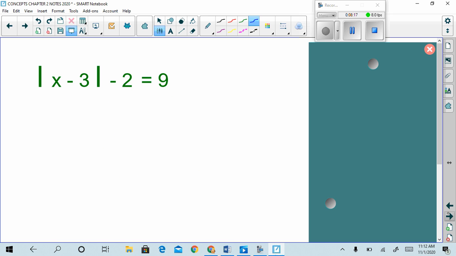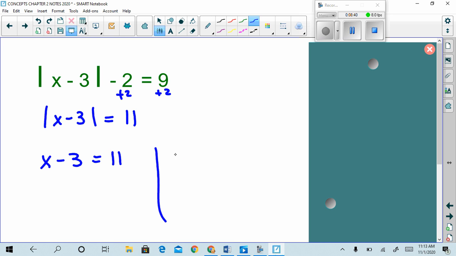Let's just see one more example. Again, I've got my operation outside of the absolute value symbol. So I'm going to start by adding 2 to both sides. Now I can go ahead and find the value of x because I'll have x minus 3 equals 11 and x minus 3 equals negative 11. And again, I'm leaving you to solve these, and you'll do some practice for your assignment today.